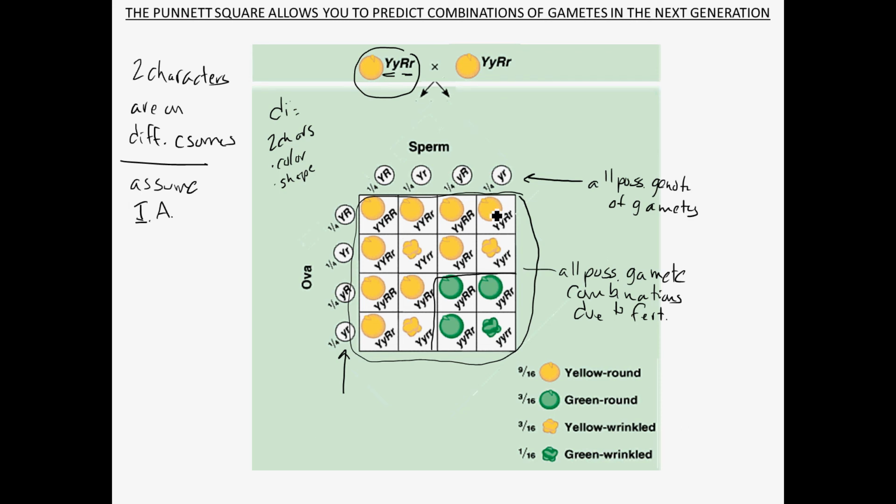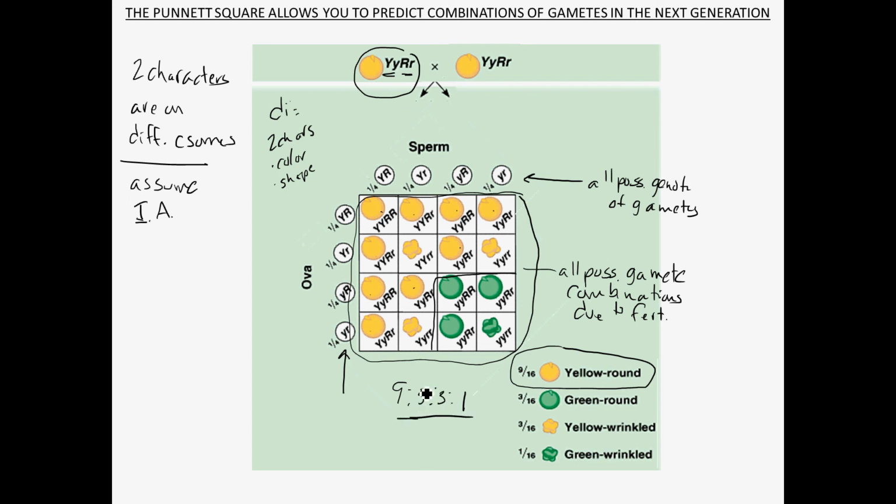Yellow round. Well, that's a yellow round. So 1, 2, 3, 4, 5, 6, 7, 8, 9. There's 9 out of how many boxes? 16. Well, here it is, right down here. 9 out of 16 are yellow round. 3 out of 16 are green round, 3 out of 16 are yellow wrinkled, and 1 out of 16 are green wrinkled. So you get your 9 to 3 to 3 to 1 ratio here phenotypically.